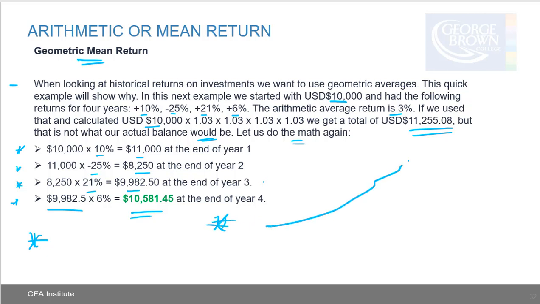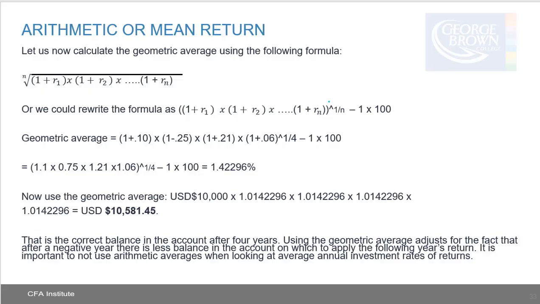So we cannot use the arithmetic mean to calculate when there's variability in the returns, because it's not going to give us the right answer. If the returns were 10%, minus 25%, 21%, 6%, and you started with $10,000, what would your balance be at the end of 4 years? If you use the average, you'd calculate $11,255.08. That's a lot more than the actual amount that you would have of $10,581.45. So again, you don't need to calculate on the exam or recall the formulas.